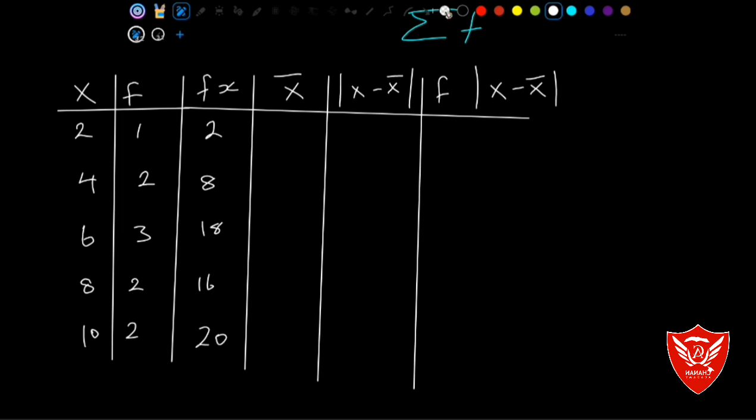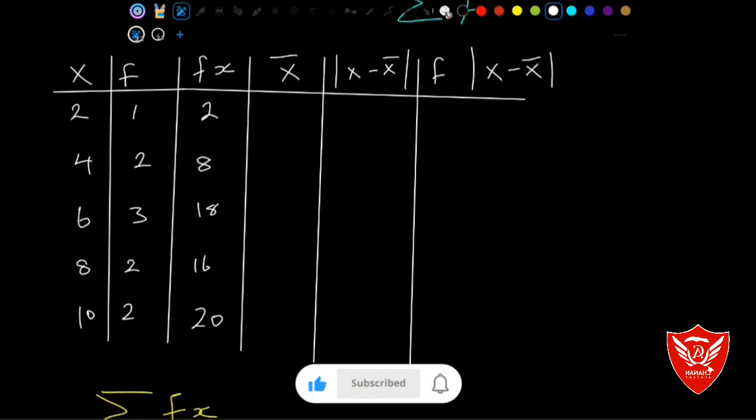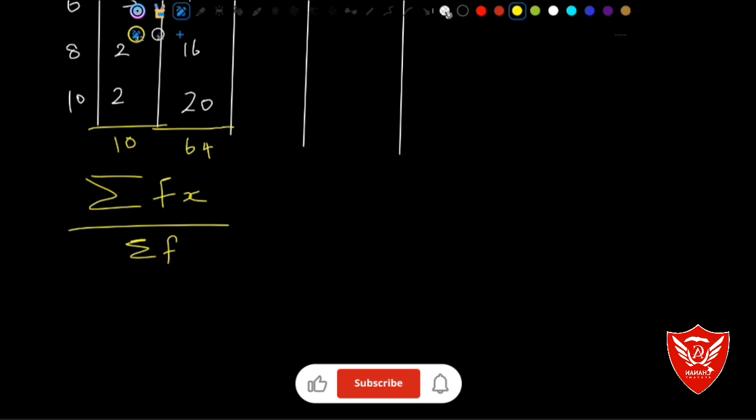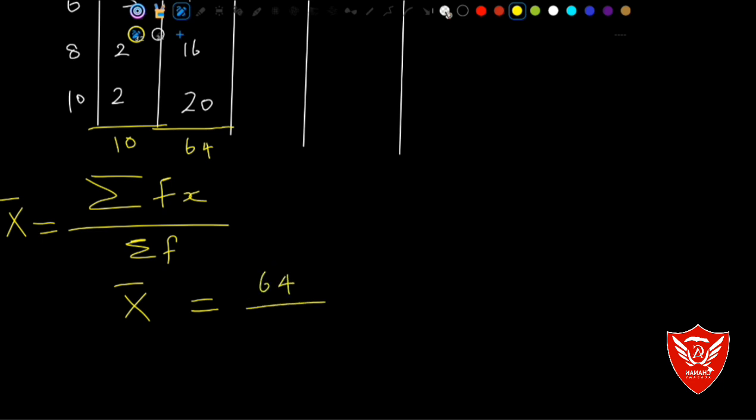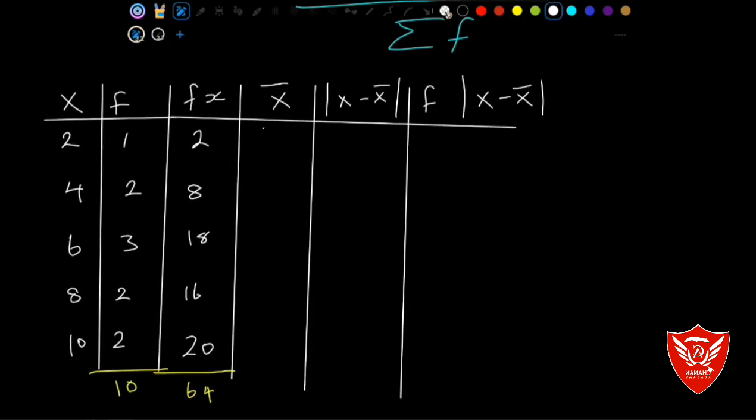Now let's quickly look for the mean. The mean is going to be the summation of fx over the summation of f. If we sum the frequency, which is the f, we are going to have 10. We sum the product of the frequency and the value, and we are going to have 64. So the mean, which is the x bar, is going to be 64 over 10, which is 6.4. Come back up to the table. The mean is 6.4.